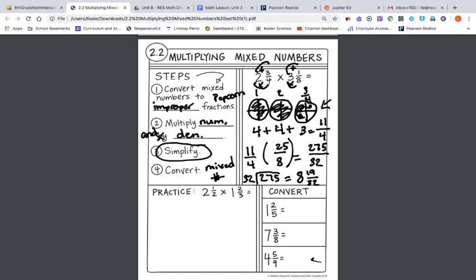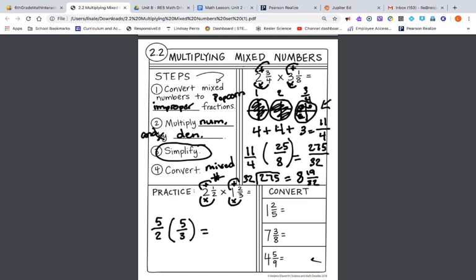Okay, so we're going to practice. Again, we're going to popcorn these, and that just means we take my denominator times my whole number, take that product, and add it to my numerator. So 2 times 2 is 4, plus 1 is 5, and I keep the same denominator. And for the other one, 3 times 1, which is 3, plus 2, which is 5 thirds.